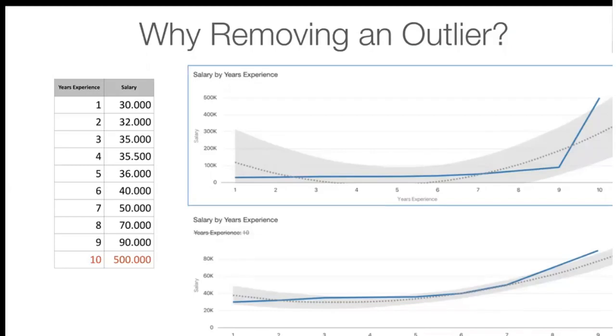The bottom model is fitted only with the other 9 points, the other 9 rows in our data set. You can see immediately that the top model is way less accurate than the bottom model. So identifying the outliers and removing them from the data set is going to improve our accuracy in the predictions.